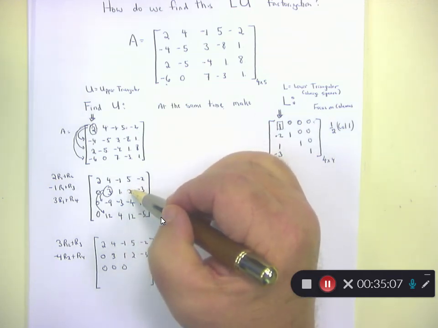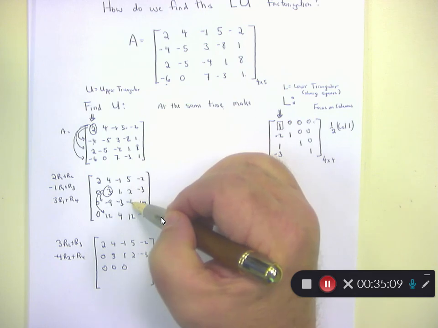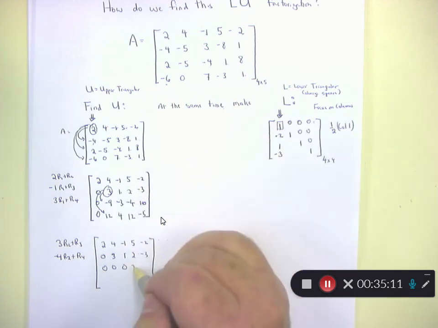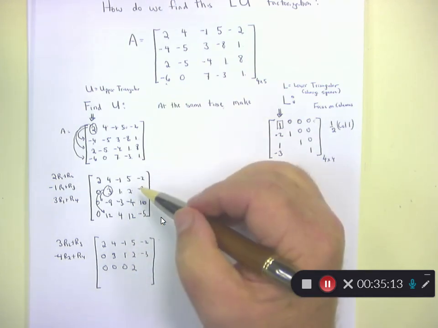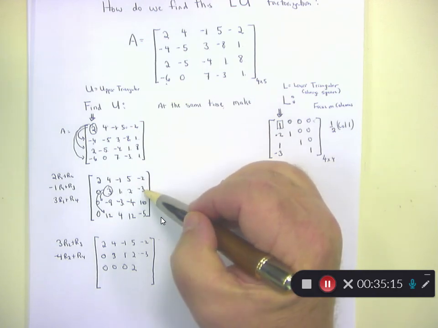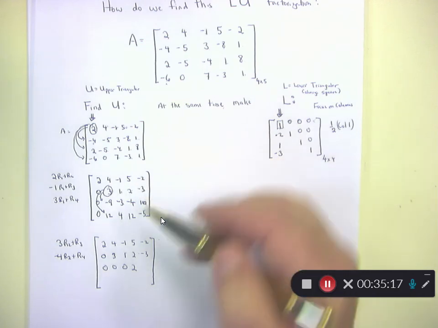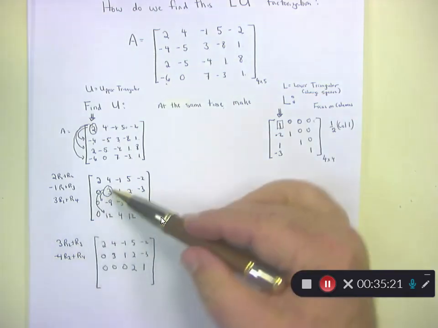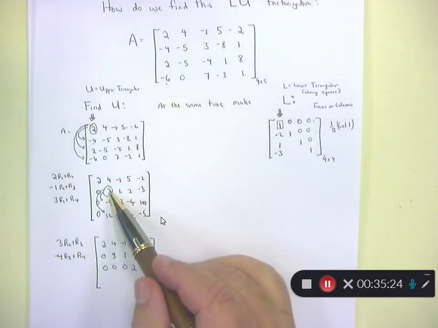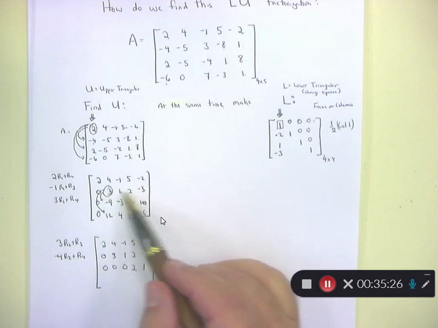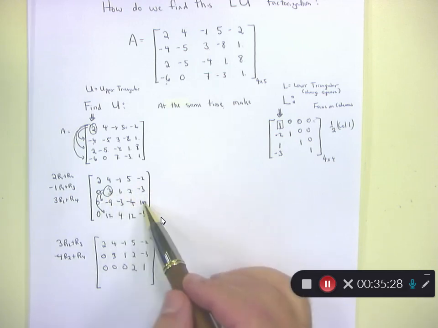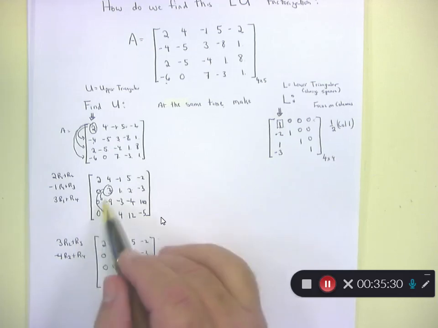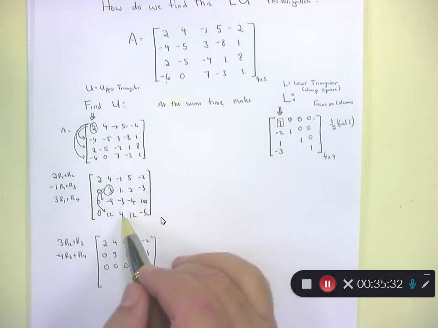3 times 2 is 6, plus negative 4. 6 minus 4 is 2. And then 3 times negative 3 is negative 9, plus 10 is a 1. Does that make sense? I swept down by multiplying by negative 3, positive 3 times row 2, adding it to row 3. Now I'm going to do negative 4 times row 2, adding it to row 4.